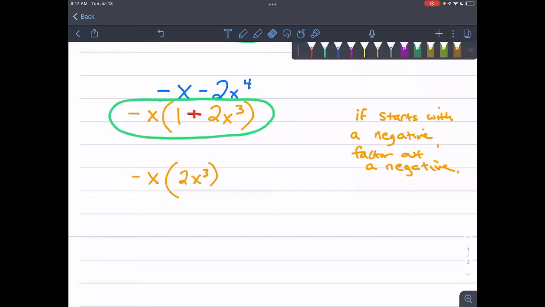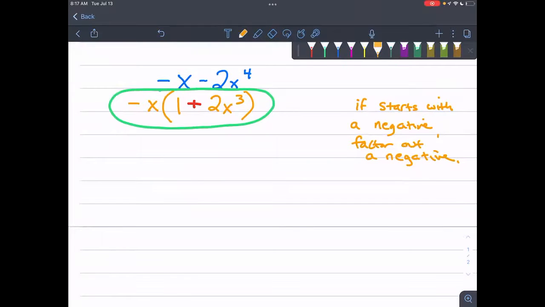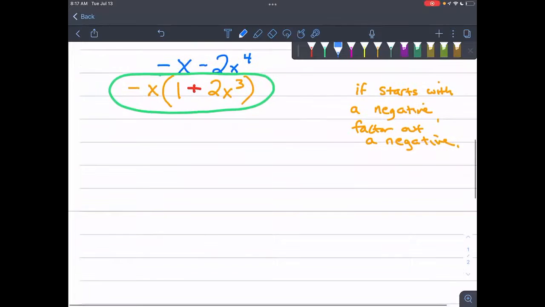Keep it a binomial, right? Because otherwise, this would just end up being negative 2x to the fourth. That would be the only thing we'd end up with. That may not make any sense, but you guys will get enough practice with this that hopefully it'll clear up as you do it.